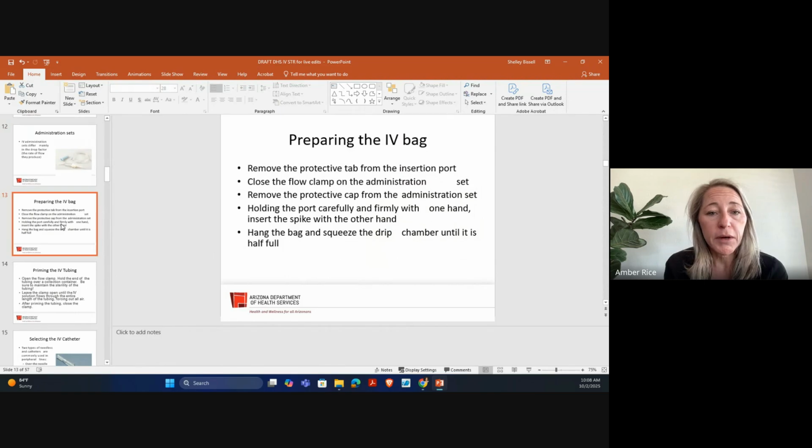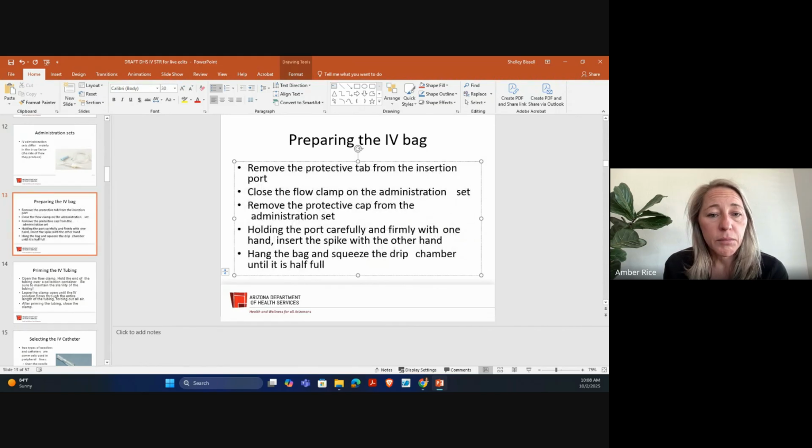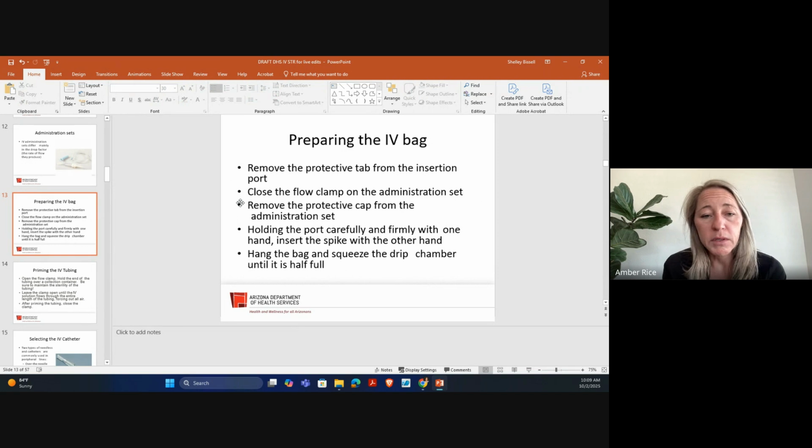And then the next steps are preparing the IV bag. So I have removing the tab, closing the flow clamp, removing the protective cap, holding the port and spiking it, and then hanging the bag and squeezing it until it's full. I don't have in here removing the air from it. I don't know if we're commonly always teaching that for folks on the EMT level, if we should put that in here or not.